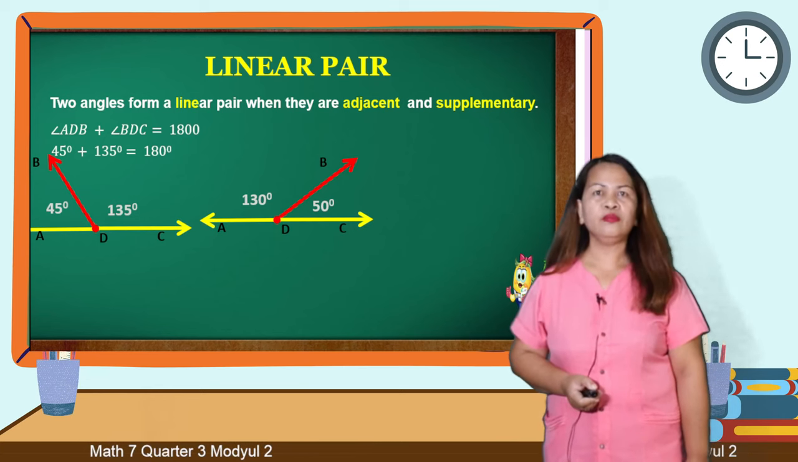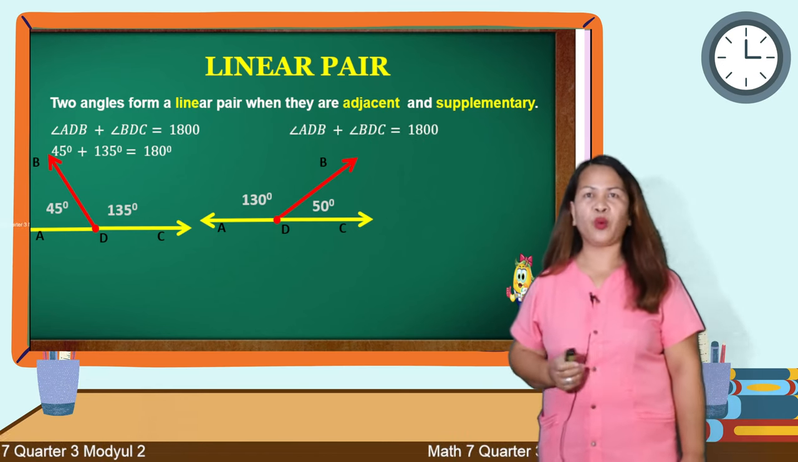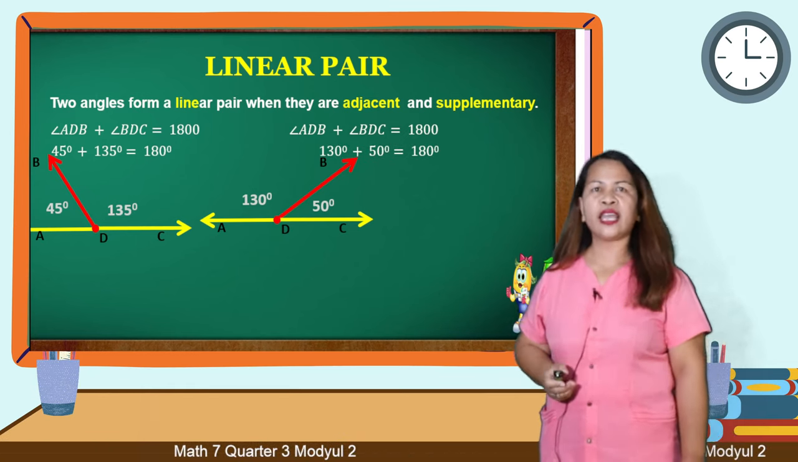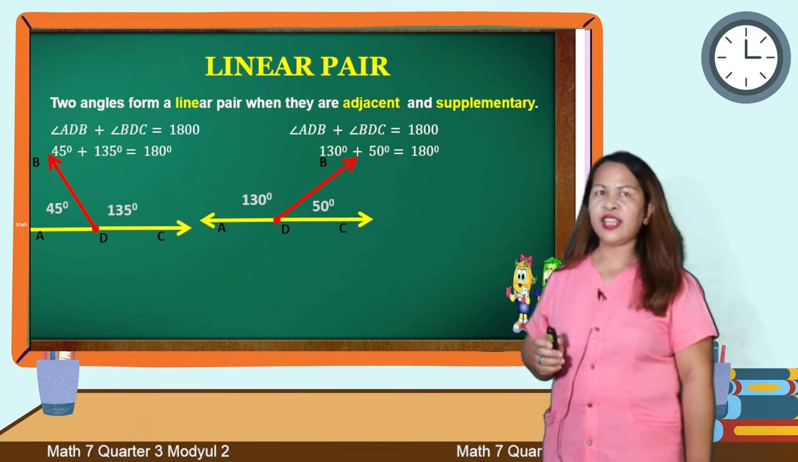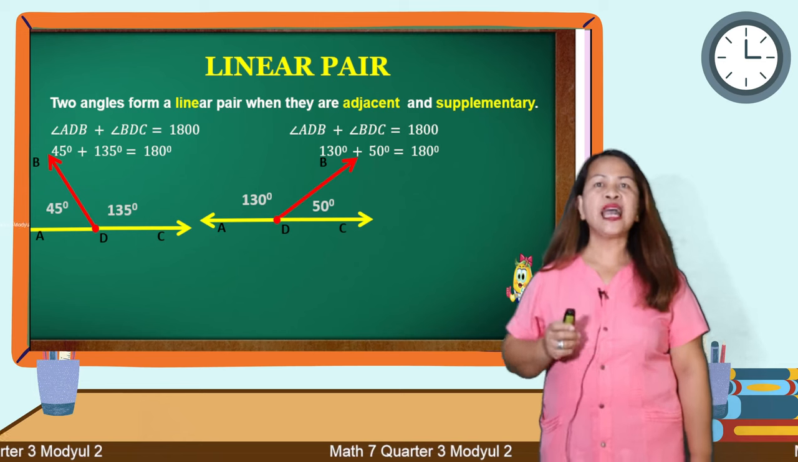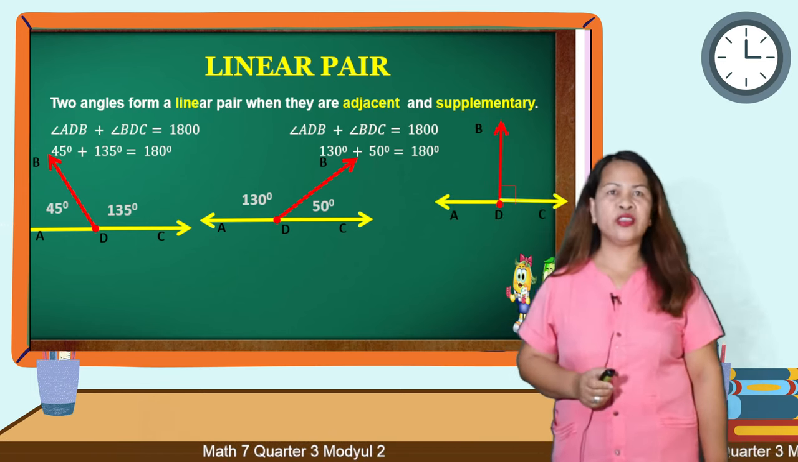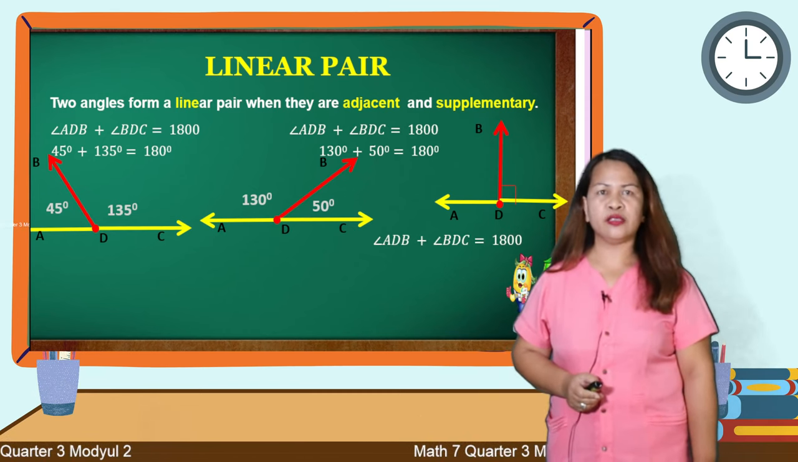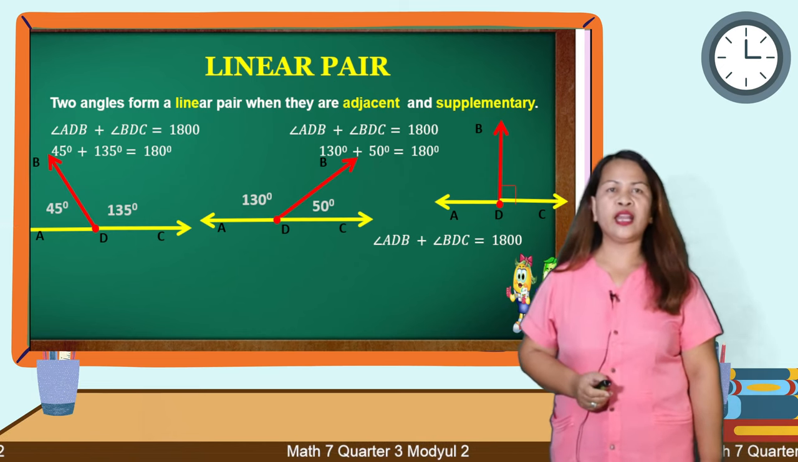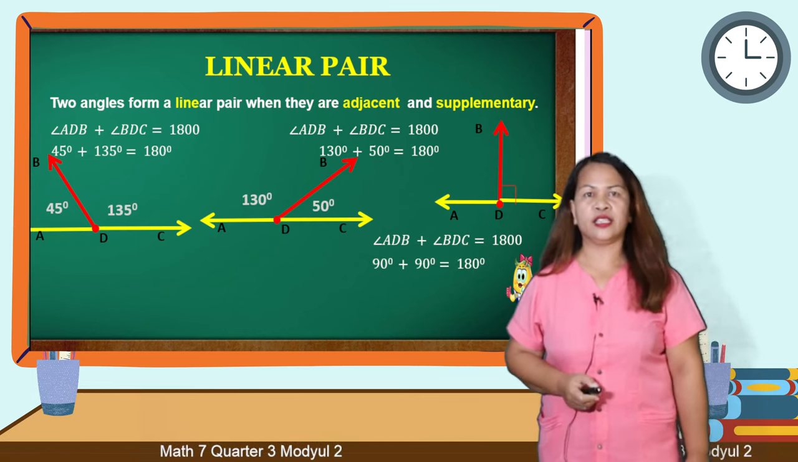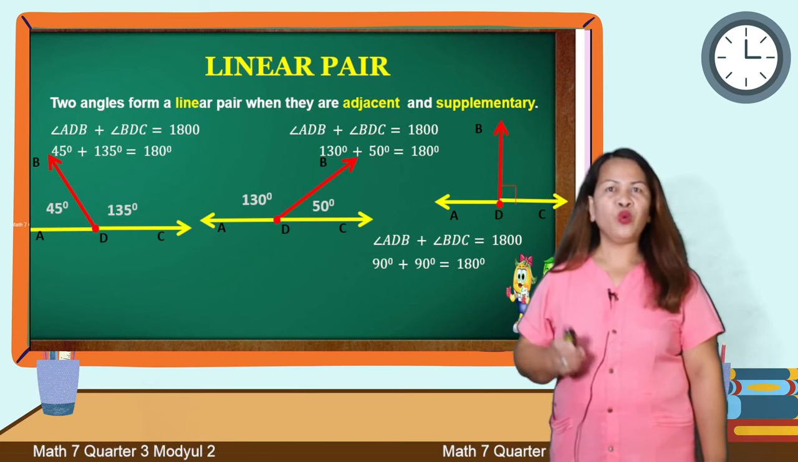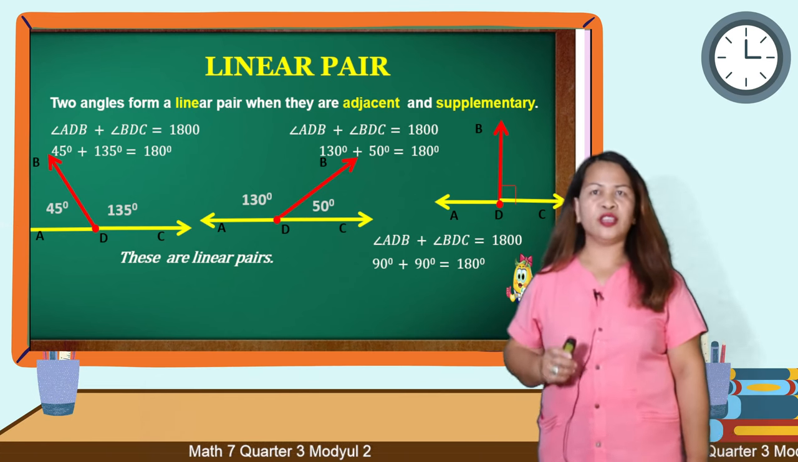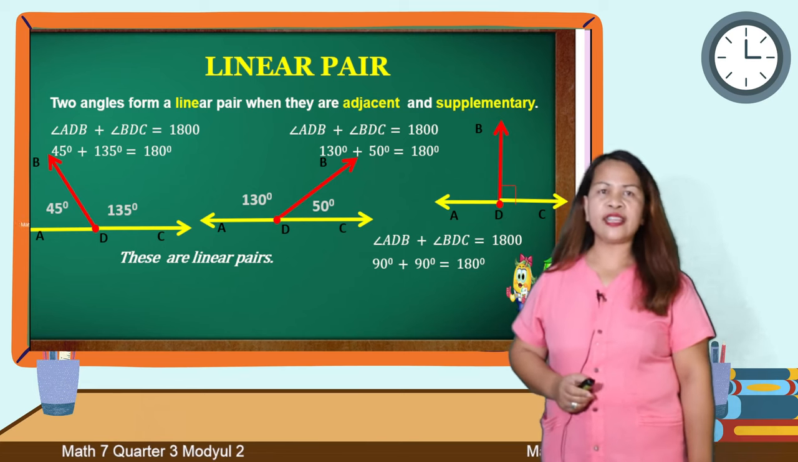Next one. Same with the example that I've used a while ago. Why? Yes, because take note of the two highlighted words. They are adjacent and supplementary, and they form a line. So therefore, we consider them as linear pair. Just like in the last illustration, if you see the foot, that makes it 90 degrees. So 90 plus 90 equals 180 degrees. So what is your conclusion now? These are linear pairs because they form a line and they are adjacent and supplementary.